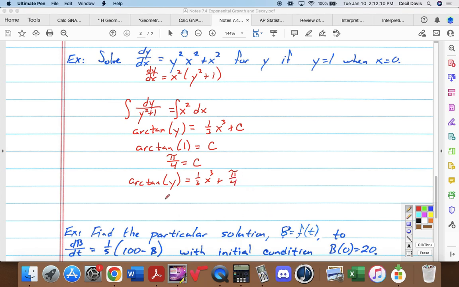And I want to solve that for y, so I'll take the tangent of both sides. y is equal to the tangent of 1/3 x cubed plus pi over 4. Notice in this case that the c ends up getting buried inside of this function. It's not blah, blah, blah, blah, plus a number. That frequently happens.